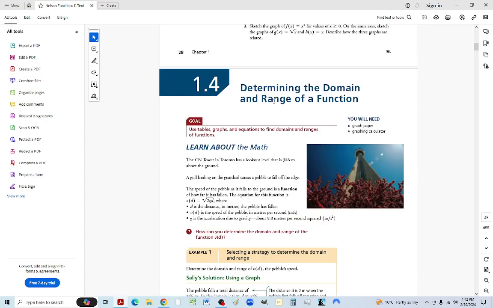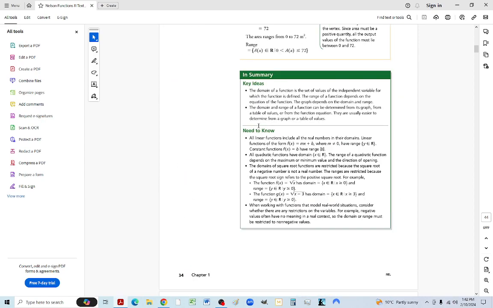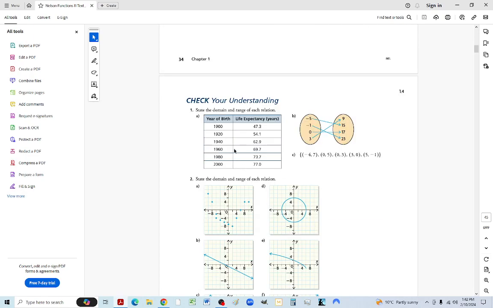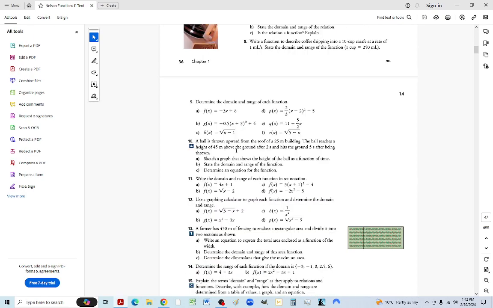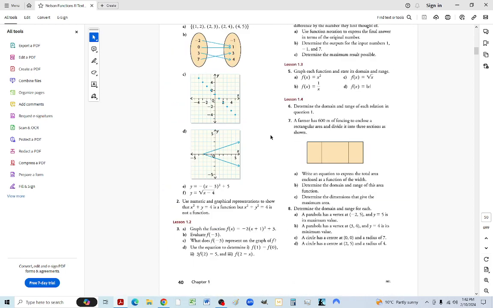And then they go determining the domain and range of functions. So again, it depends on the function itself, and you have to know certain things about certain functions. We should also address when functions have been transformed, what happens to the range, because that's what they go through here, or the domain. And then they go through it again, and they ask you to do a couple things. Then there's a mid-chapter review. Make sure you understand it.